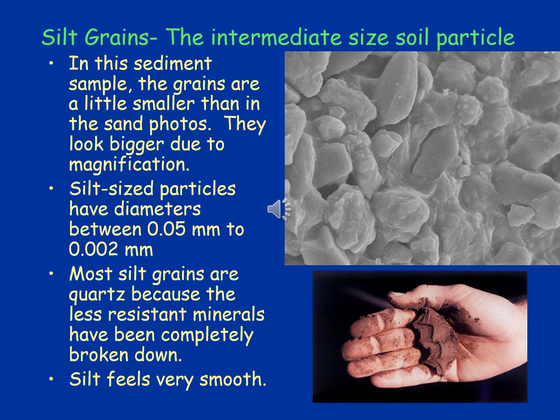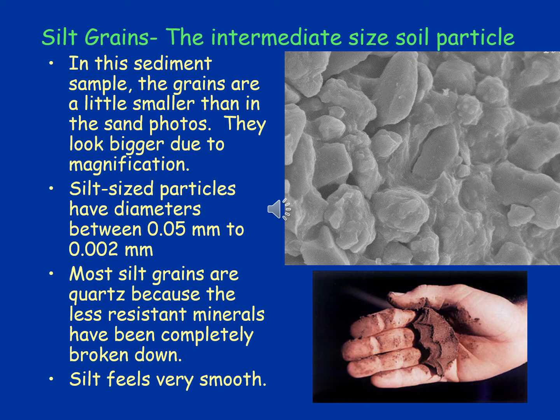Silt grains, this is the intermediate size soil particle. In the sediment sample, the grains are a little smaller than in the sand photos, so they're magnified here. It's an electron micrograph, or electron microscope picture. They look bigger because of magnification, but they are definitely smaller than the sand, a lot smaller. Silt particles have diameters between 0.05 millimeters and 0.002 millimeters. Clay particles are smaller than that, and sand particles are greater than that.